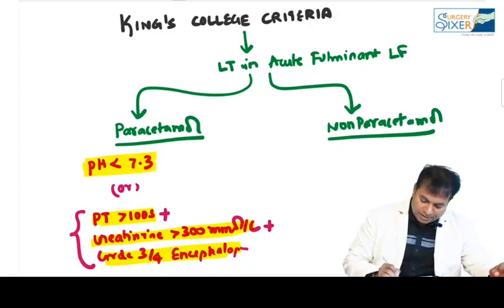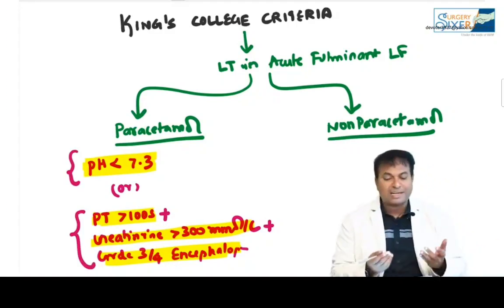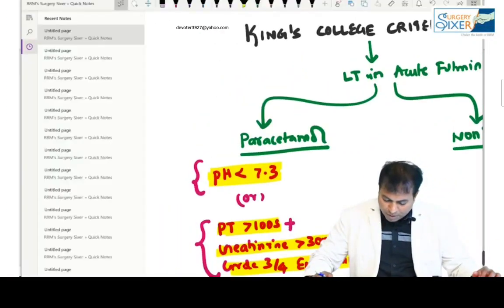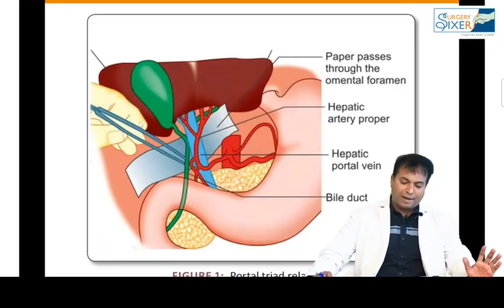All these 3 are seen. If these 3 are seen, or only pH is less than 7.3, we can take them for liver transplantation. This is known as King's College criteria. So I request you to remember King's College criteria for your exams. So please don't forget King's College criteria. So now let me revise what we have discussed so far.